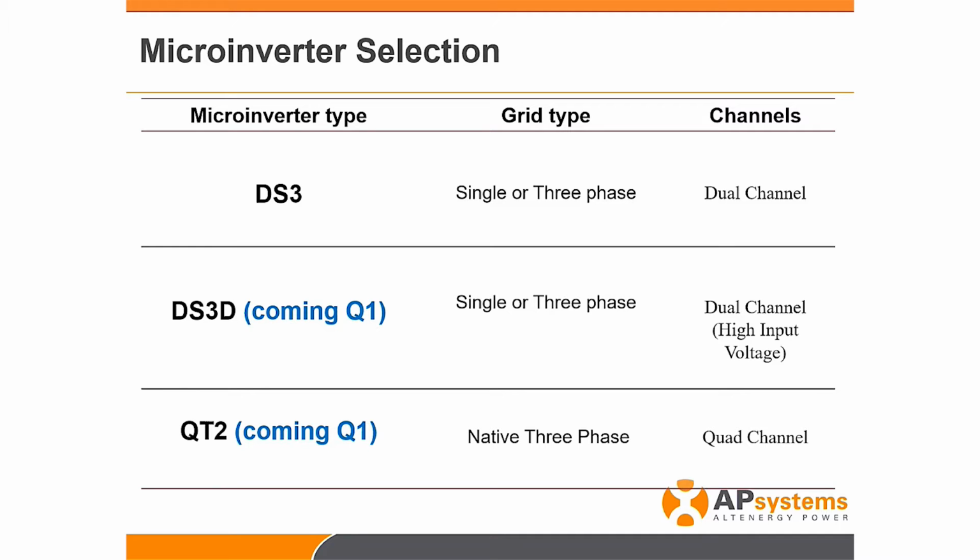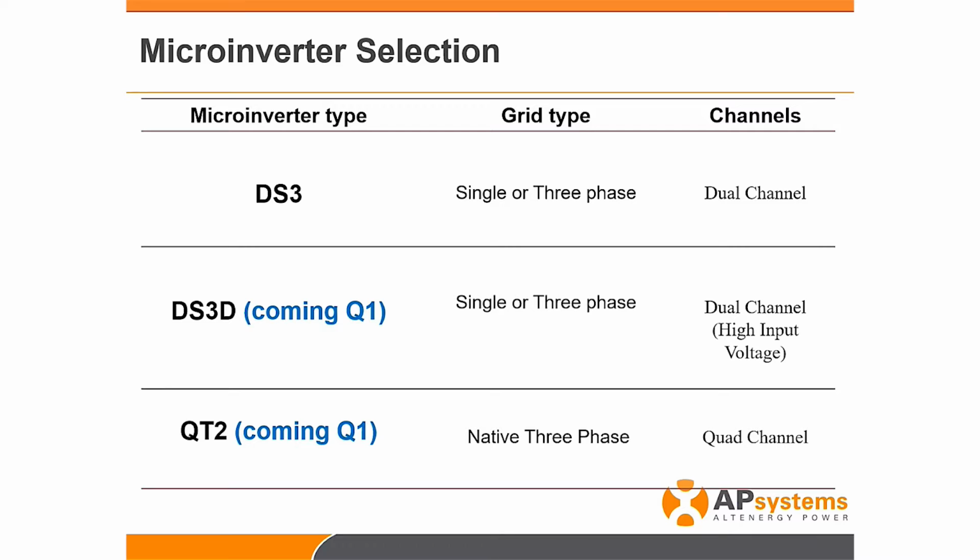And now, as you can see, the DS3 series can be grid tied with single phase or three phase. And our next series, which is natively three phase, is QT2. DS3S has two channels, so dual channel, dual input. And for DS3D, the only exception is again dual channel, but high input voltage. So you can put two modules in series on each of the inputs, so you can actually put 4 panels on one inverter with DS3D.